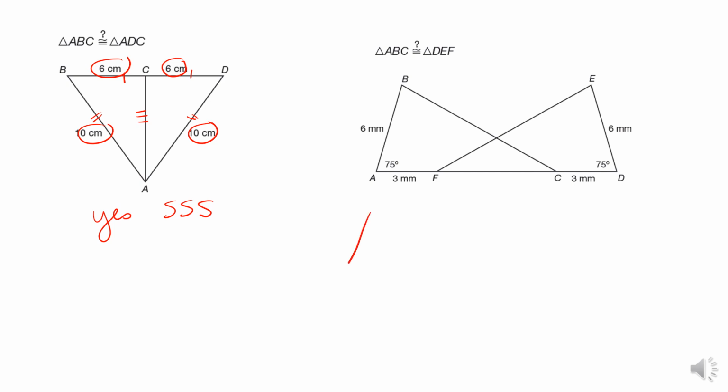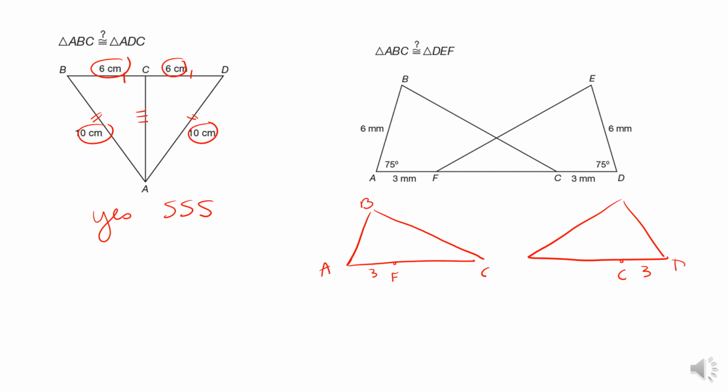If you want to separate them, it might be a little easier, but you have to think about what you're writing. So we've got A, B, C, and I'm going to put that F right here. And this is 3. And then over here, I'm going to put C here, and I'm going to put 3. This is D, E, B. So I can see that these are both 6, so that makes them congruent. And this angle is 75, which means it's congruent to this angle of 75.